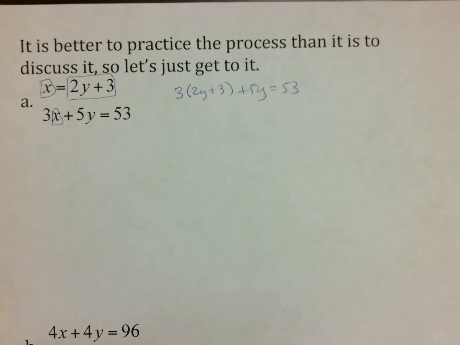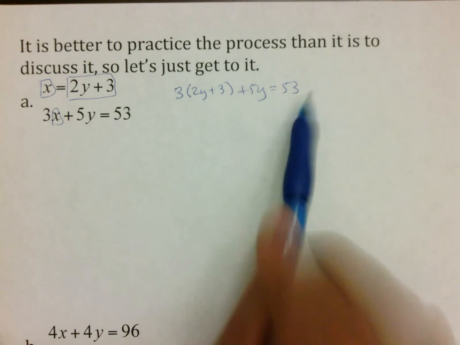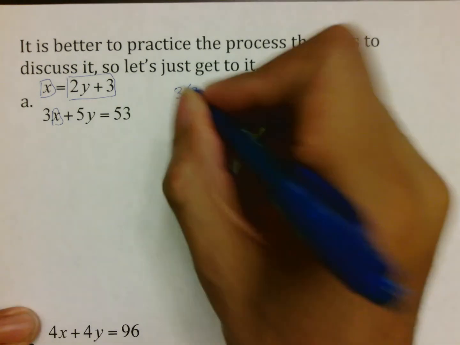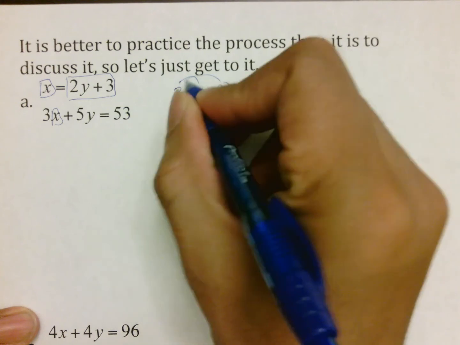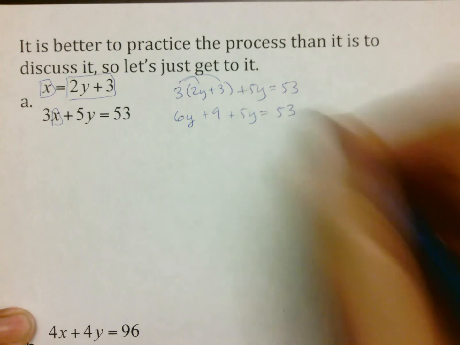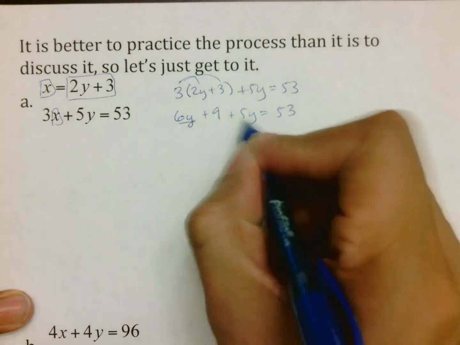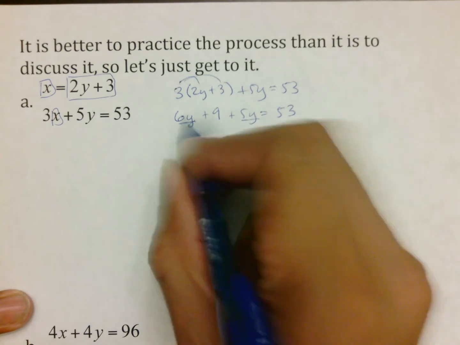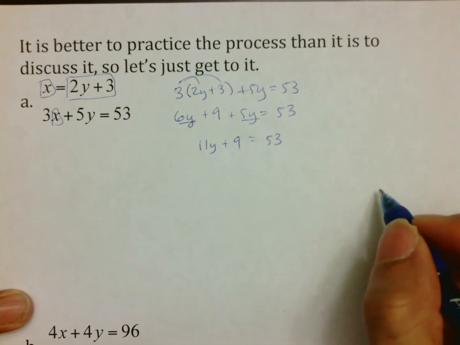And again, why am I moving through that so quickly? Because at this point you should kind of at least understand where that's coming from. But this is where our work for today comes in, and this is what your initial problems are going to look like, is just making sure you know how to do the actual algebra. So you are going to then distribute, and don't forget that means multiply. 3 times 2 is 6 with a y, 3 times 3 is 9, bring down your 5y, and bring down your 53. And again, what we learned is that any time the y's are on the same side, we simply put them together. 6 and 5 make 11y plus 9 equals 53.